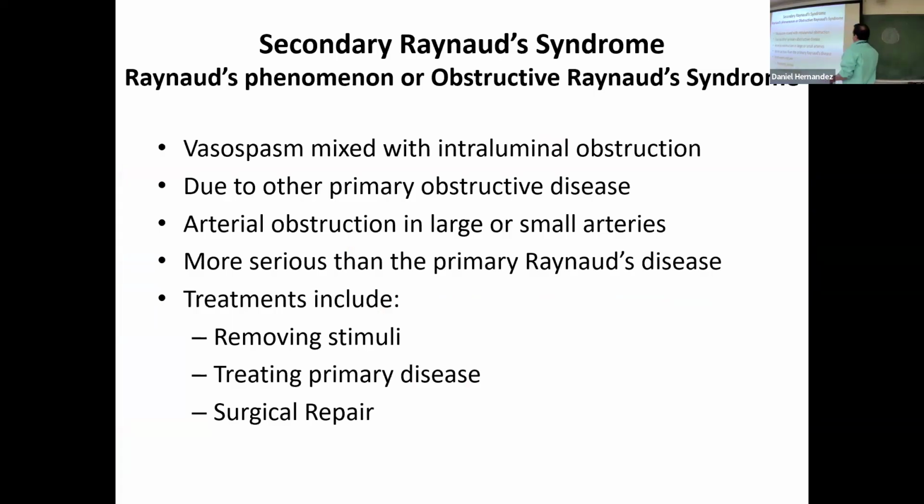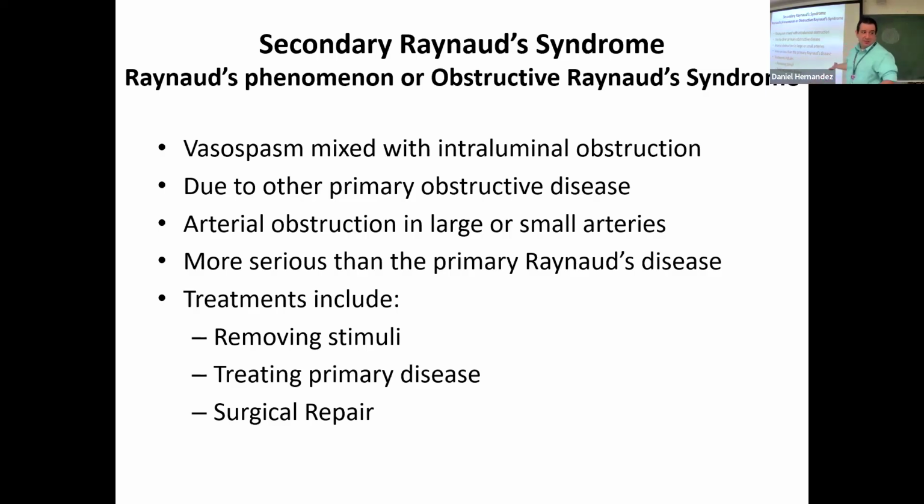So secondary Raynaud's syndrome or Raynaud's phenomenon. So we said this is a mix of vasospastic disorder, the primary Raynaud's disease, in combination with some sort of intraluminal obstruction. So this is, again, patient has something obstructing the blood flow, primary obstructive disease. So most likely atherosclerosis. So we have arterial obstruction in large or small arteries, plus that vasospastic disorder. So we said now this is more serious than having just the primary Raynaud's disease.